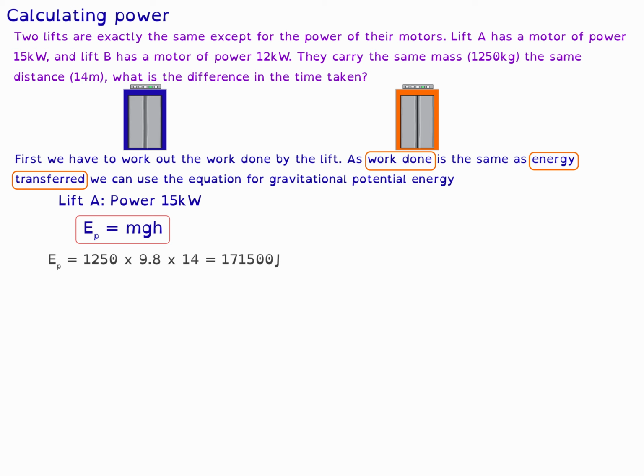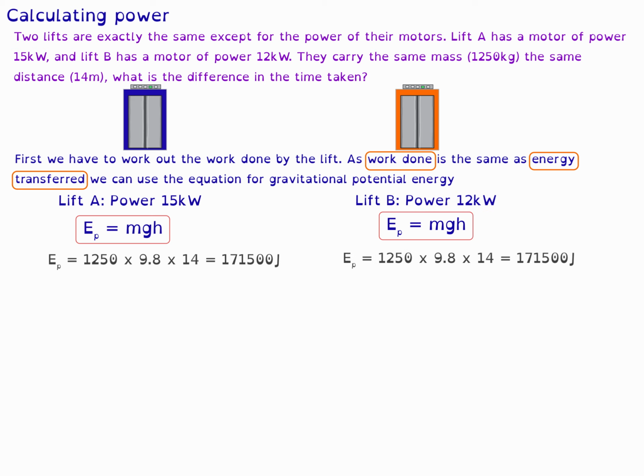171,500 joules. If we do the same with lift B, we find that we get the same answer because the inputs were the same. We had the same mass, the same gravitational field strength, and the same height. We can now use the power equation to work out the time taken for each lift.